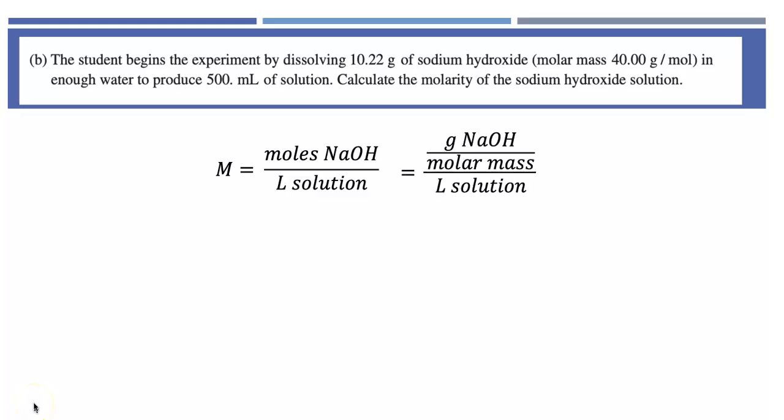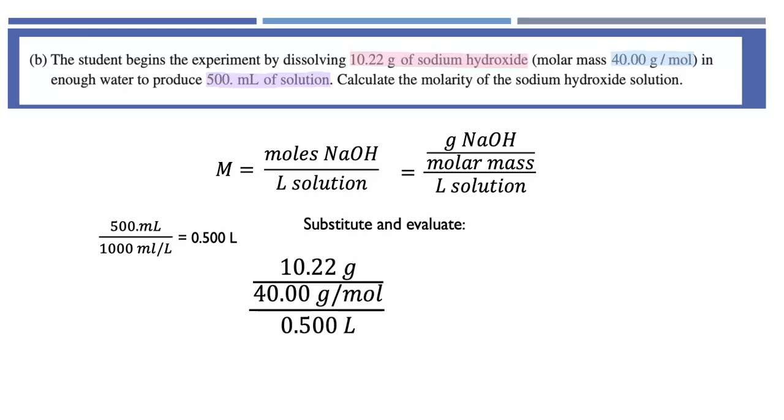We also know that moles can be calculated from grams. Grams over the molar mass gives us moles, right? We can substitute that all in. We know the mass of the sodium hydroxide, and we know the molar mass. We know the volume of the solution in milliliters, but we need it in liters, so we need to convert that. There are 1,000 milliliters in a liter, so we know that the volume of the solution in liters is 0.500 liters. So we can substitute that in and evaluate. We get an answer when we substitute everything in of 0.511 molar for the sodium hydroxide solution.